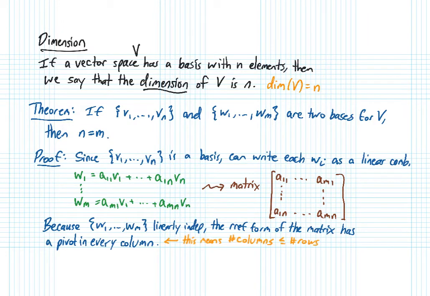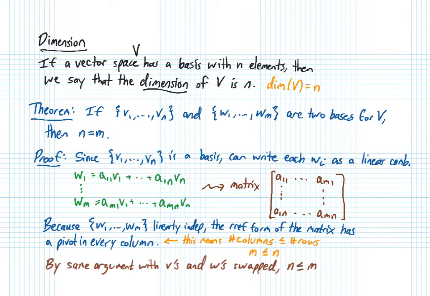But the key point is that if there's a pivot in every column, that can only happen when the number of columns is less than or equal to the number of rows. And that's just because you can't have more than one pivot in a row. So if you have a pivot in every column, there has to be at least one row to go along with each of those columns. And so anyway, in this case, the number of columns is m and the number of rows is n. And so we have deduced that m is less than or equal to n.